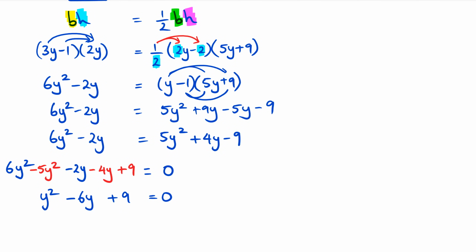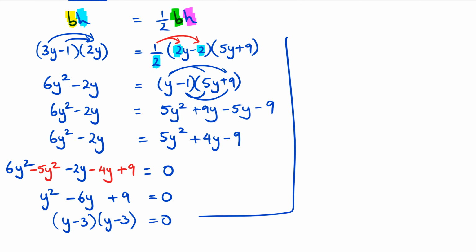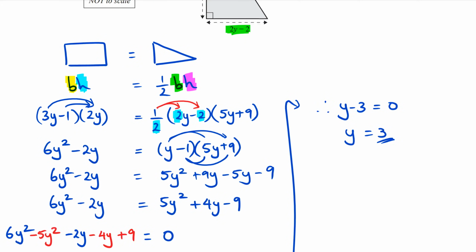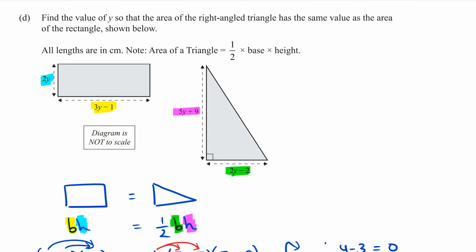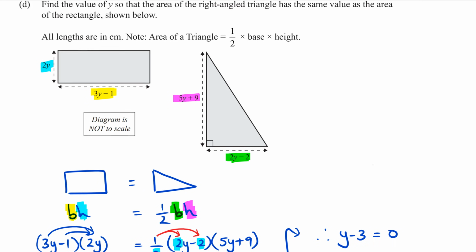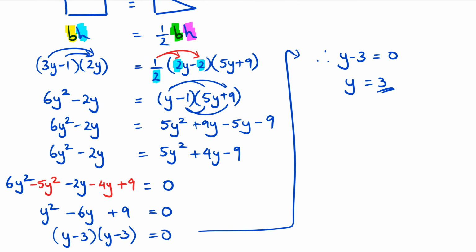So at this point, I can see that they factorize quite nicely, because this is just y minus 3 times y minus 3 equals 0. So therefore, y minus 3 is equal to 0, y is equal to 3. If I go back to my question, what is my question actually asking? Find the value of y so the area of the right angle triangle has the same value, and so on. So when y equals 3, the two areas are going to be the same.